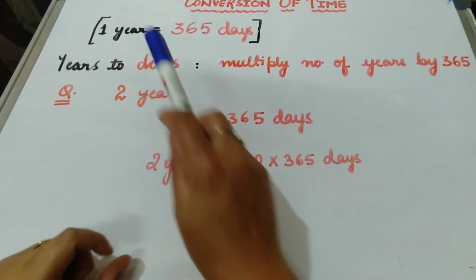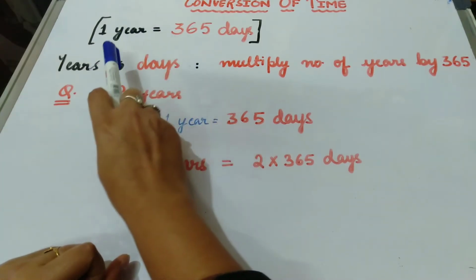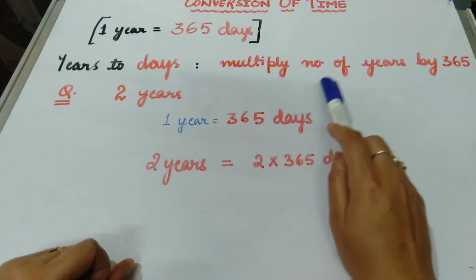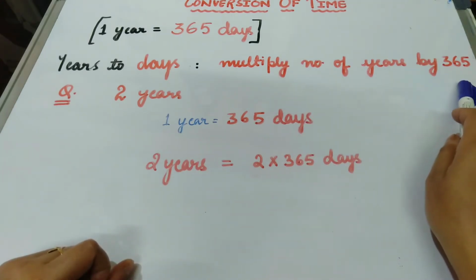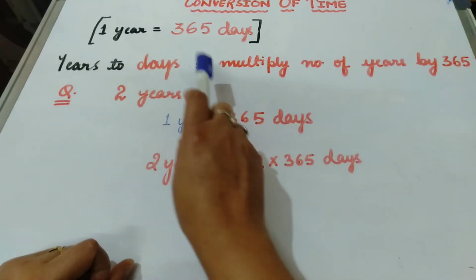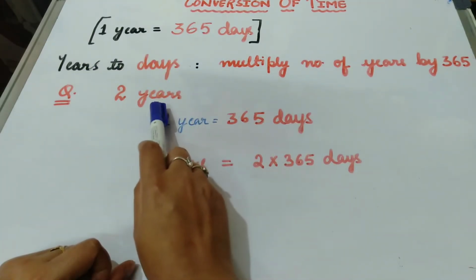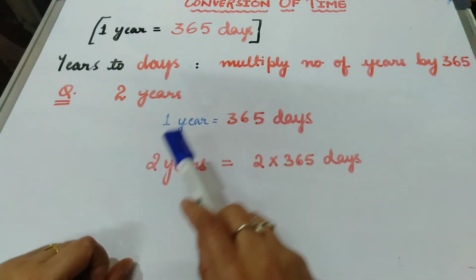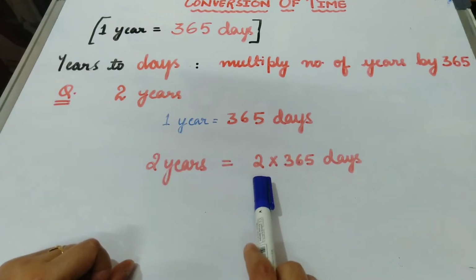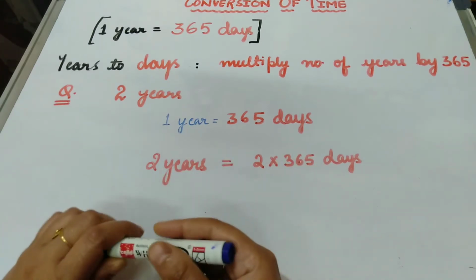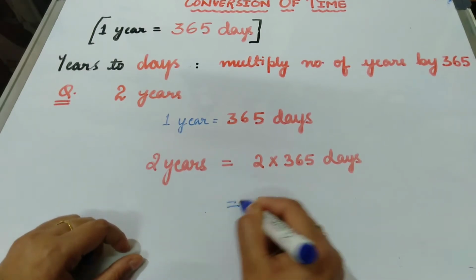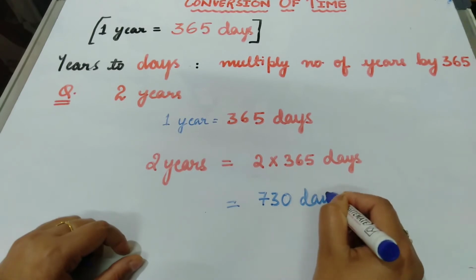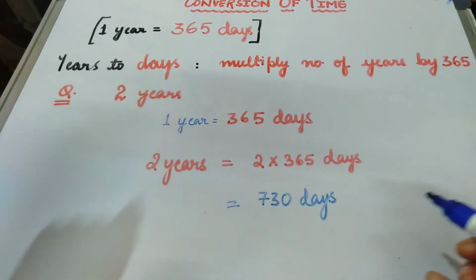Similarly, if we want to convert year to days, we know that 1 year equals 365 days. So we have to multiply the number of years by 365 as we are converting years into days. If we want to convert 2 years into days, we know that 1 year equals 365 days. So 2 years will have 2 multiplied by 365 days. When we multiply, we will get the value 730 days. In this way you can convert years to days.